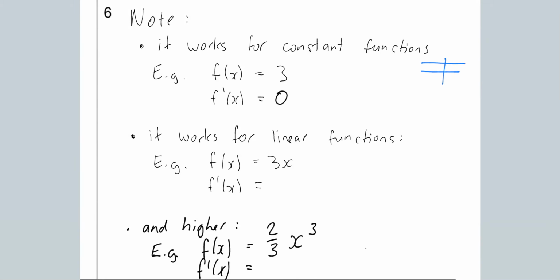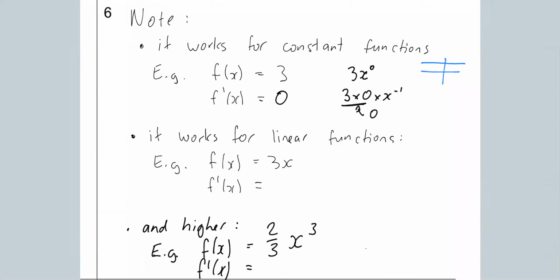That makes sense. But why do I say it works for constant functions? Well, we could, if we wanted to, put x to the power of 0 there as my variable, 3 times x to the power of 0, because x to the power of 0 is just 1. And then what I'm doing here is going 3 multiplied by 0 multiplied by x to the negative 1. And this bit would equal 0, and anything multiplied by 0 is 0. So it kind of works. It's a bit of a fudge to show you that, but it basically does follow suit. It also works for linear functions.